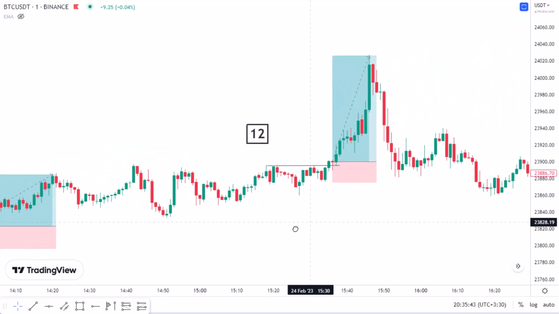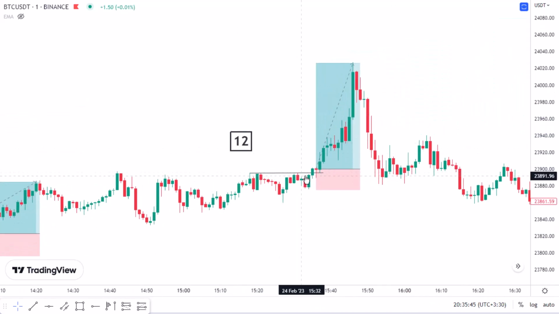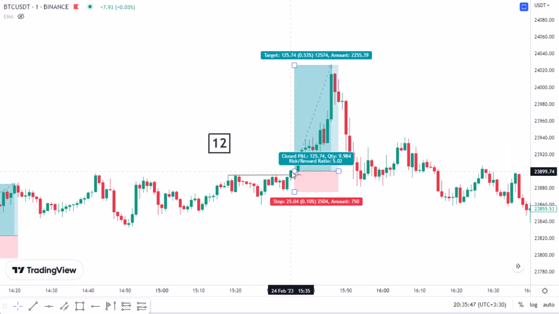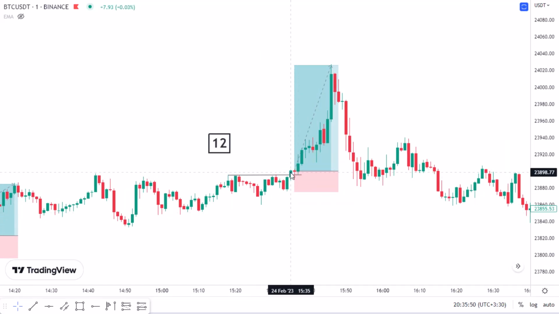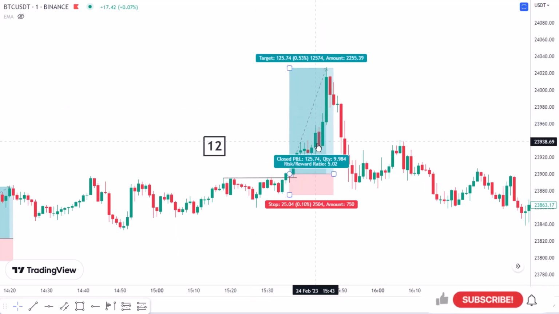On the trade 12 we have this trend line with 3 touches. And the fourth time it breaks it with this small green candle. We enter the buy position here, put our stop loss somewhere safe, and look for RR2, which gives us RR5.